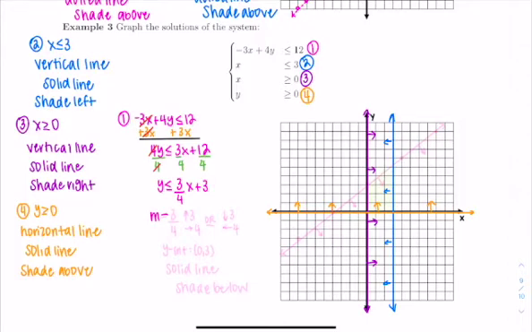My slope is 3 over 4. And so that means that I can go up 3 units and to the right 4 units, or we can go down 3 and to the left 4. And my y-intercept is the point (0, 3). This is a solid line, and we are going to shade below.